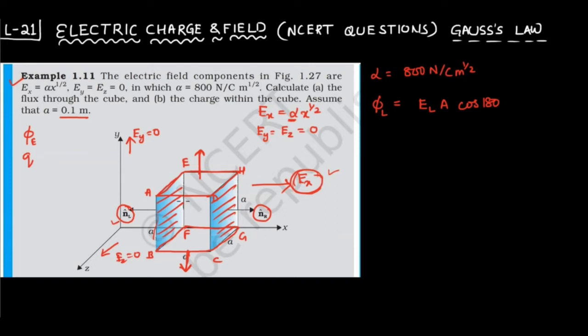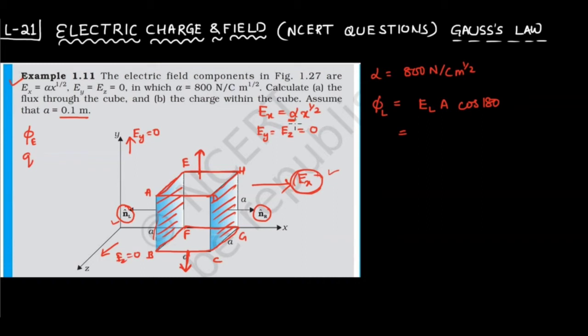If we look at the left surface, then suppose the electric field at the left surface is EL, so I can write EL here, and suppose the area of the face ABFE is capital A, then I'll write capital A here. The angle between this electric field and N_L cap is 180 degrees, so I can write cos 180 here. So how to find EL?